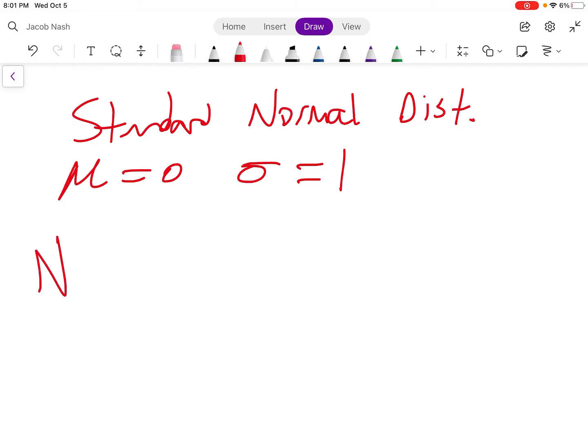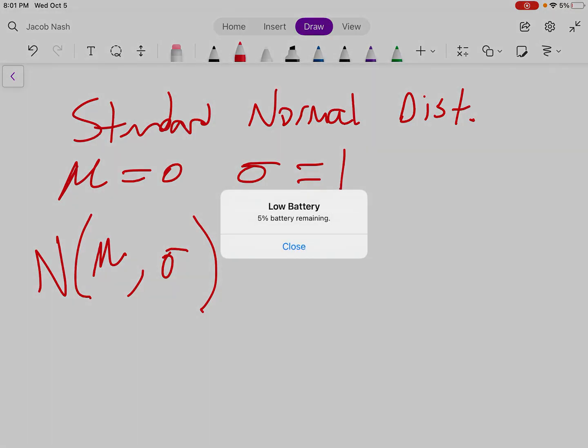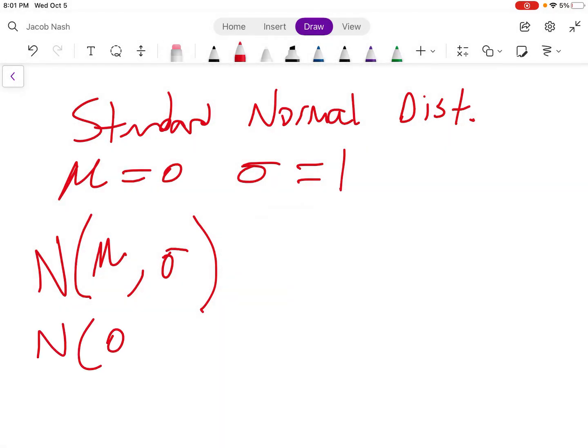And there's some kind of notation that we can use, which is N, parentheses, mean, comma, standard deviation. So if you saw something that was this, that would mean that the mean is 0, standard deviation is 1. If you saw something that was like this, mean is 3, standard deviation is 5. Right? So that's what that means.